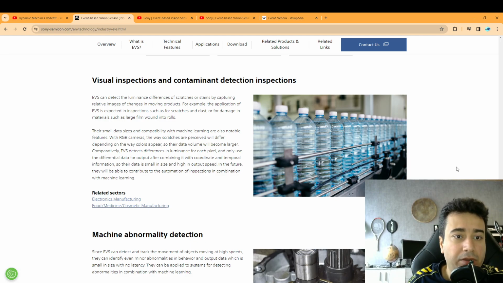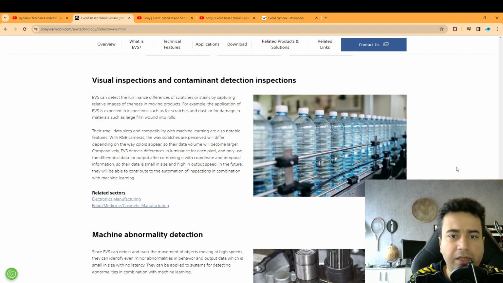Their small data size and compatibility with machine learning are also notable features. With an RGB camera, the way scratches are perceived will differ depending on the way color appears, so the data volume will become larger. Comparatively, EVS detects differences in luminance for each pixel and only uses the differential data for output after combining it with coordinate and temporal information. So the data is small in size and high in output speed.